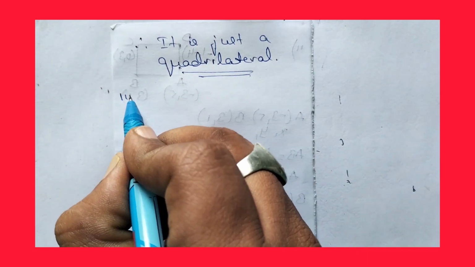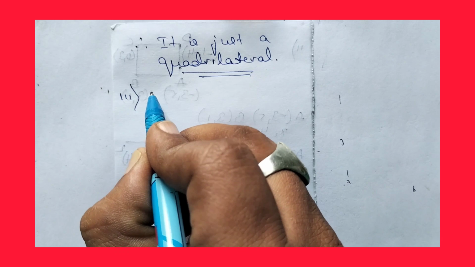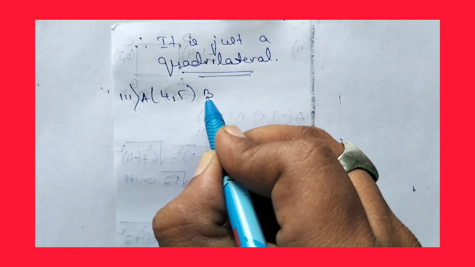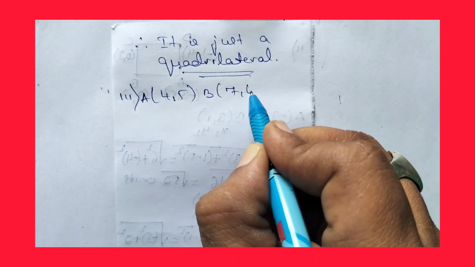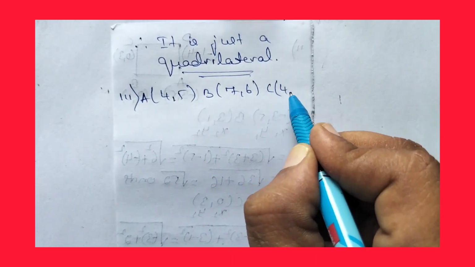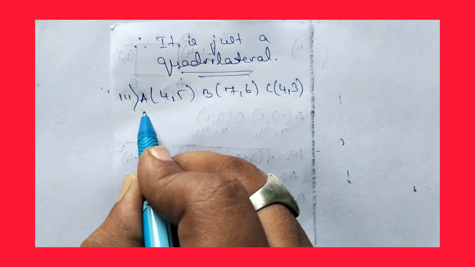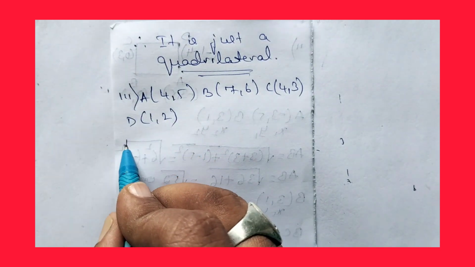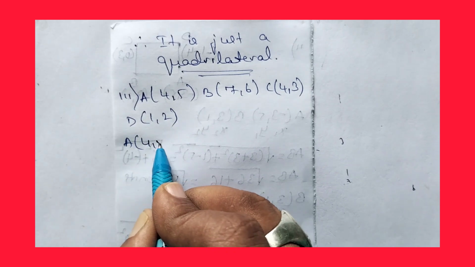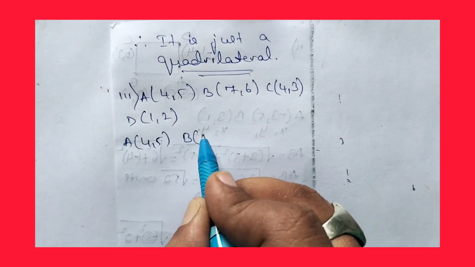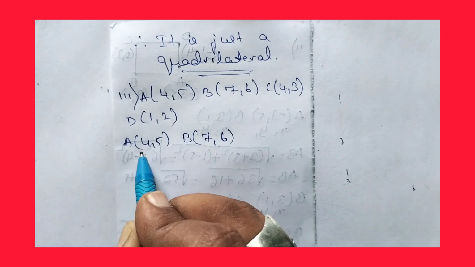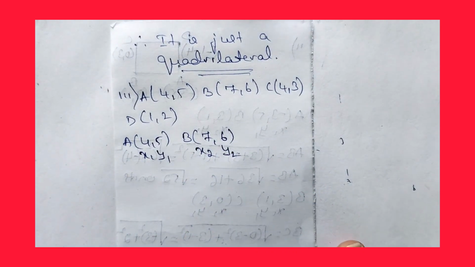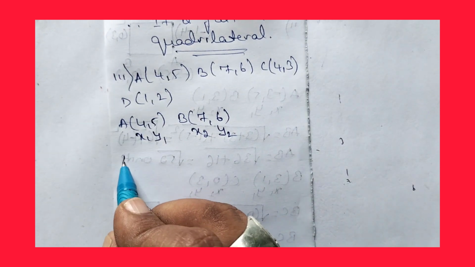Now let us move to question number 3. That is A (4, 5), B is (7, 6), C is (4, 3) and D is (1, 2). So now let us find out AB. So A is (4, 5) and B is (7, 6). So this is x1, y1 and this is x2, y2. So find the distance between A and B.